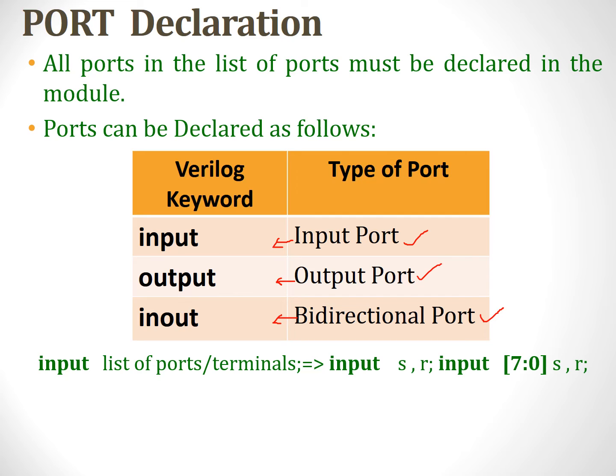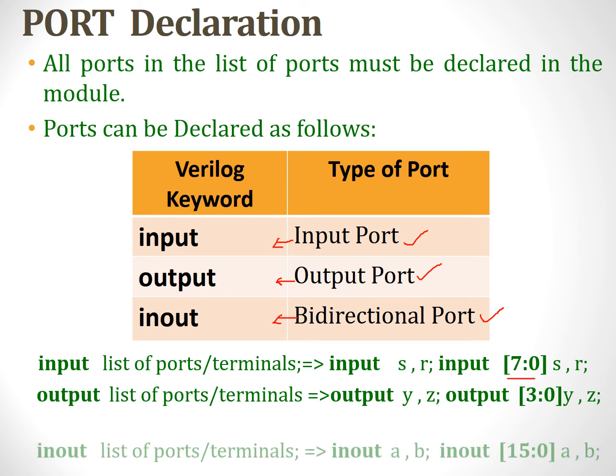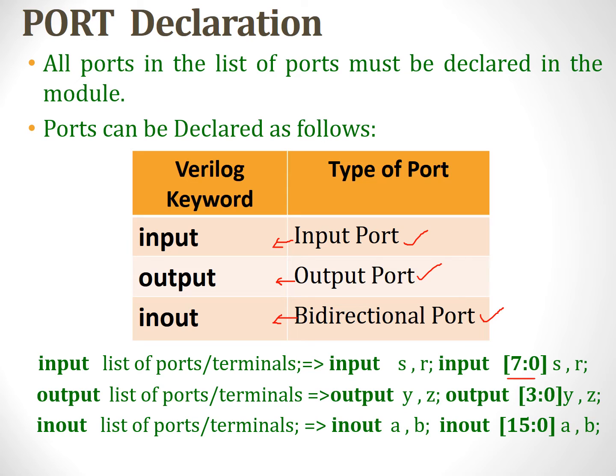Input is the keyword, and if there are multiple bits, you can include a vector also. We will be studying vectors in the later modules, but for now understand how we declare an input. We just write the keyword input followed by the list of input variables. Similarly, outputs are declared by writing the keyword output followed by the list of variables. For example, we can declare output y, z, or output as a vector combination of y and z. Similarly, inout can also be declared in the same way, where we write the keyword inout followed by the list of inout terminals.